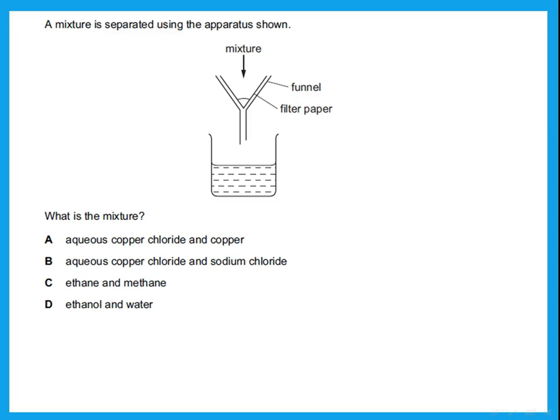Now, if we say ethane and methane, if you haven't done organic yet, you will know when we do organic that ethane and methane are both gases, and we don't use filtration to separate gases. Ethanol and water are both liquids and they mix together, so you cannot separate them using filtration. So your answer is actually A.